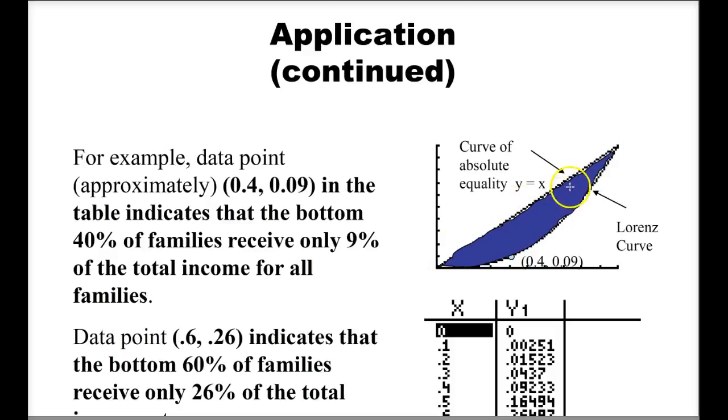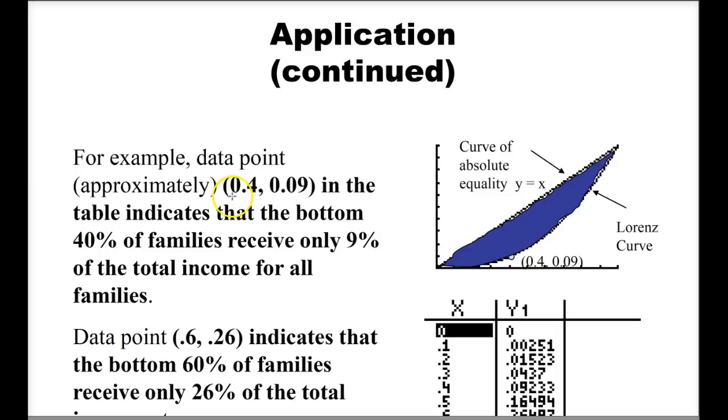And so what this area here in the middle is, is the actual income gap, or the gap in income from being ideal, from the absolute curve of equality. And so when people talk about the income gap, this is actually what they're talking about, okay?